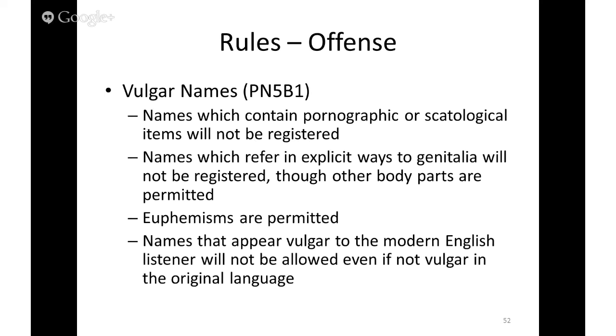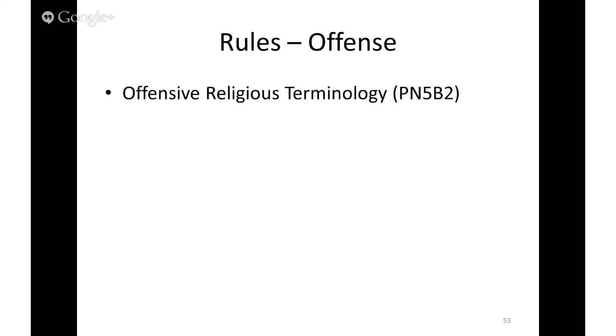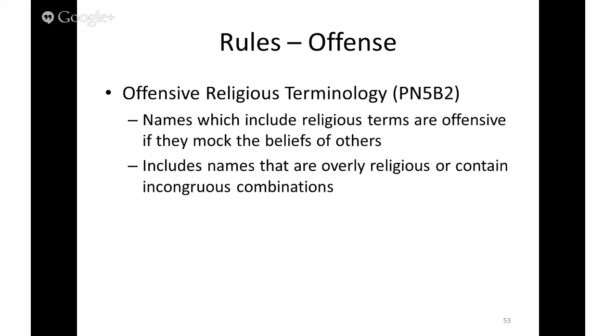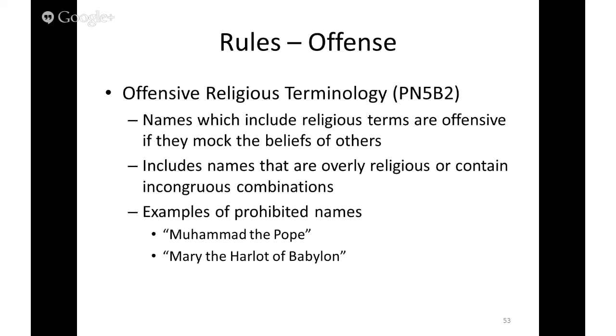Names that appear vulgar to the modern English listener will not be allowed, even if they're not vulgar in the original language. This is a little bit of an Anglo-centric aspect of the SCA, but there it is. You can't have offensive religious terminology, which would be names which include religious terms that are offensive if they mock the beliefs of others, that are overly religious or contain incongruous combinations. For example, Muhammad the Pope would probably piss off just about everybody. Mary the Harlot of Babylon would probably also offend an awful lot of people. You cannot register names like that.